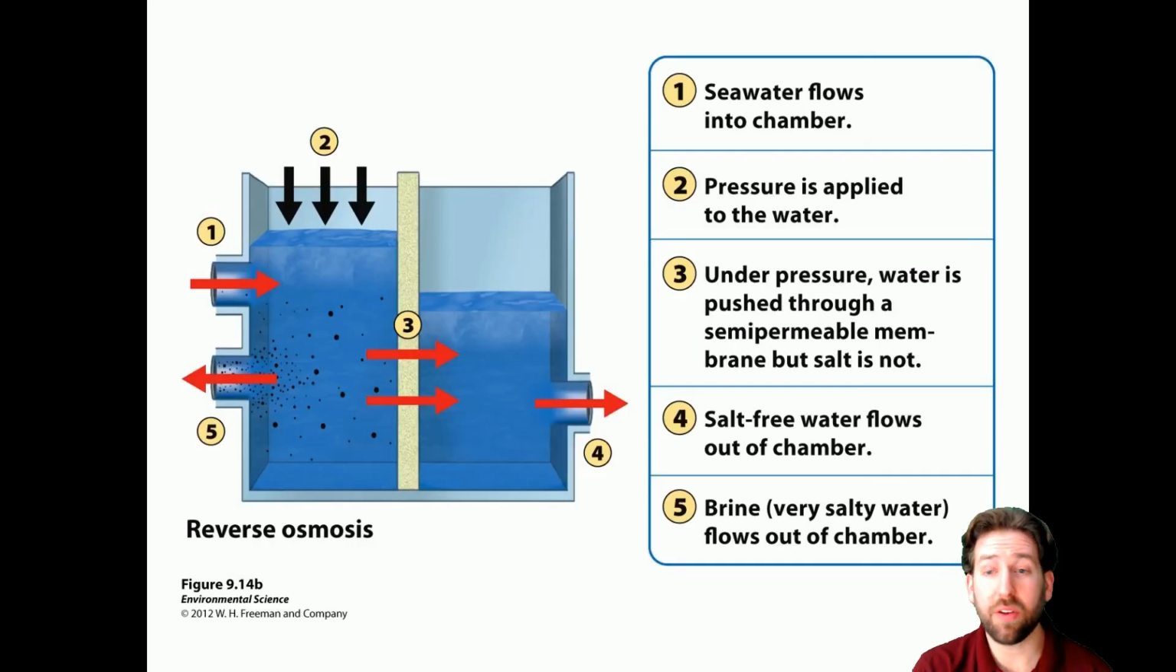So here we have another numbered diagram. Number 1, seawater flows into that chamber. 2, the pressure is applied to the water, so it's pushed against that semi-permeable membrane. Under pressure, water is pushed through, and salt cannot make its way through, but water can. Water is a smaller molecule than the salt, so it is going to be able to be pushed, but it does take a lot of pressure to separate the two from each other. The salt-free water flows out of the chamber at 4, and then again you're left with that brine, that very salty water that you have to deal with somehow.